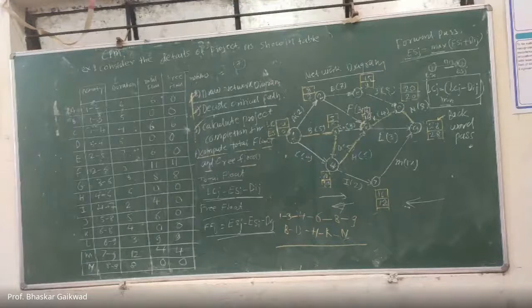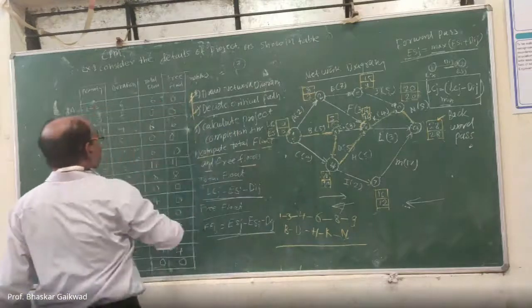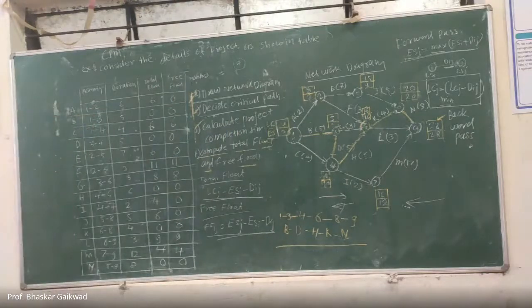So what is the free float? It is the amount of time that activity completion time can be delayed without affecting the earliest start times of the immediate successor activity. Immediate successor activity is a different activity. And total float is the amount of time that completion time of an activity can be delayed without affecting the total time of the project. Okay. So this total float and free float we have to calculate.